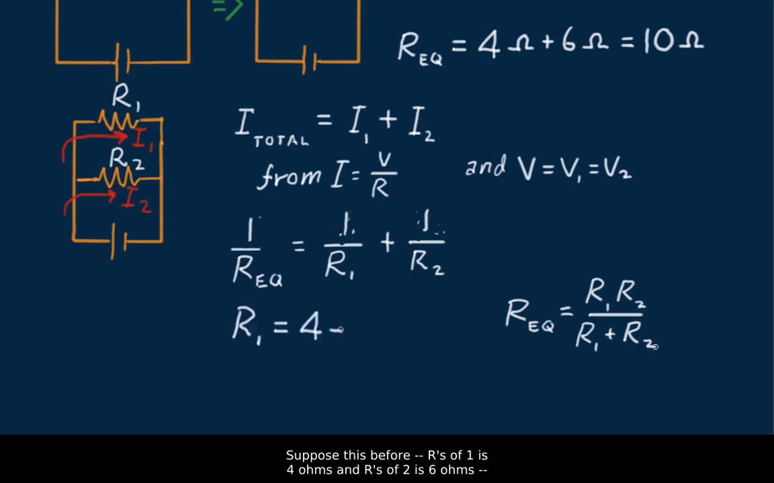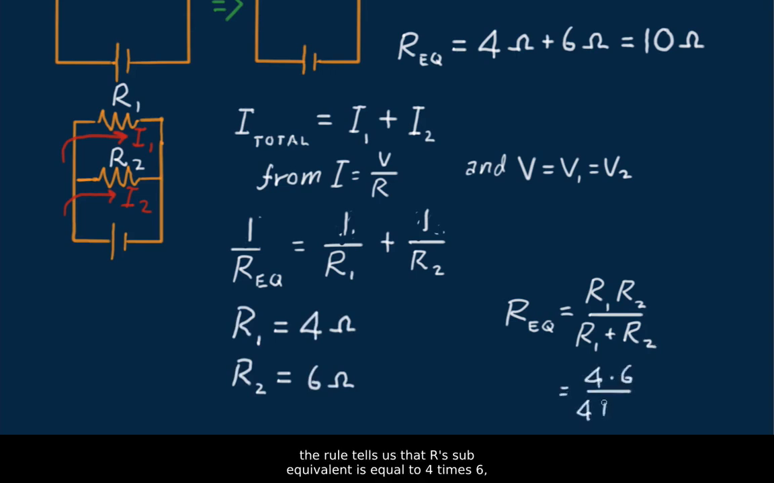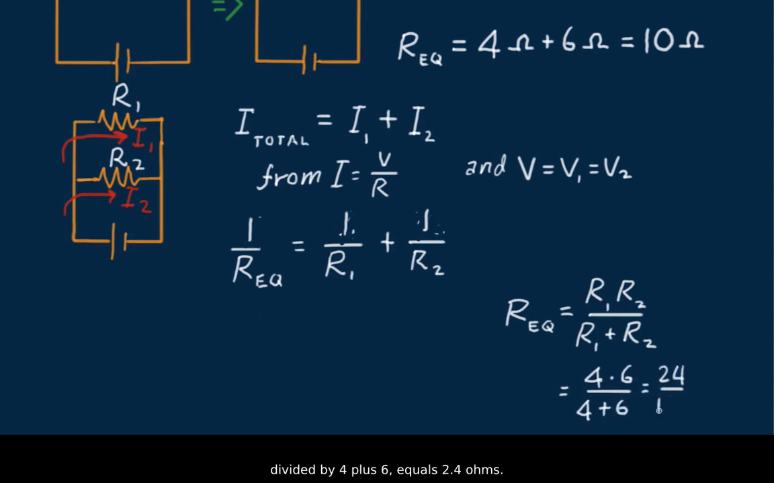Suppose as before, R sub 1 is 4 ohms and R sub 2 is 6 ohms. The rule tells us that R sub equivalent is equal to 4 times 6 divided by 4 plus 6 equals 2.4 ohms. So the equivalent resistance of the two-branch circuit is 2.4 ohms. Notice this is a lot less than the 10 ohms for the same two resistors in series. In the special case of a pair of identical resistors, the equivalent resistance is half the value of either resistor. Half when both of the resistances are the same.